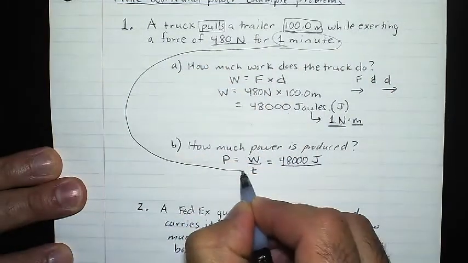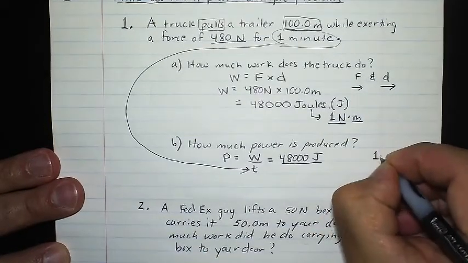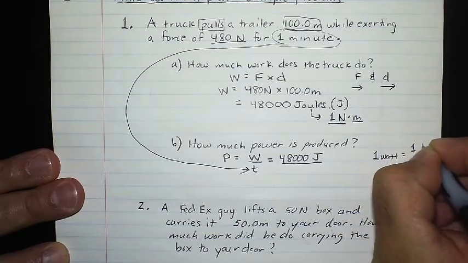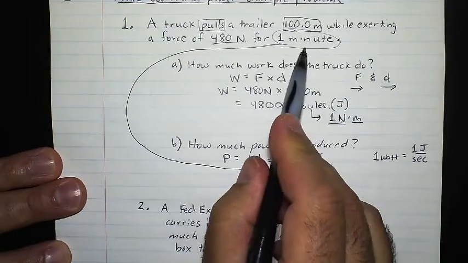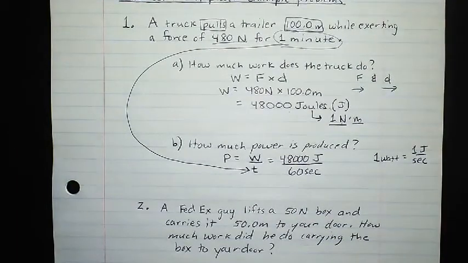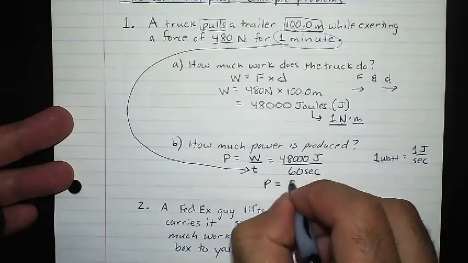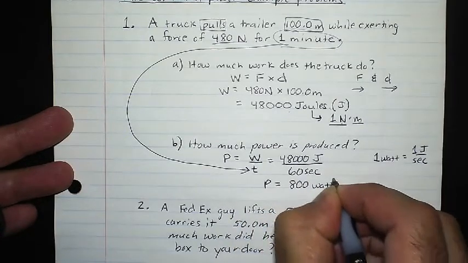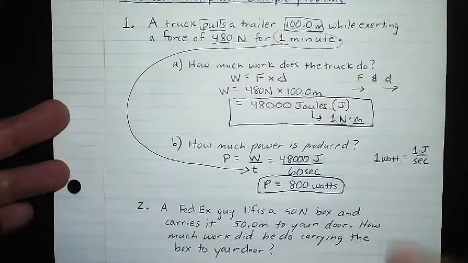Now again, here we have to be careful because the unit of a watt, which is what we measure power in, 1 watt is 1 joule per second. So it's important that we don't use minutes here for the time. And we should all know that in 1 minute there are 60 seconds. So in doing this now in our calculator, 48,000 joules divided by 60 seconds, the truck produced 800 watts of power. And we should probably circle our work done as well.